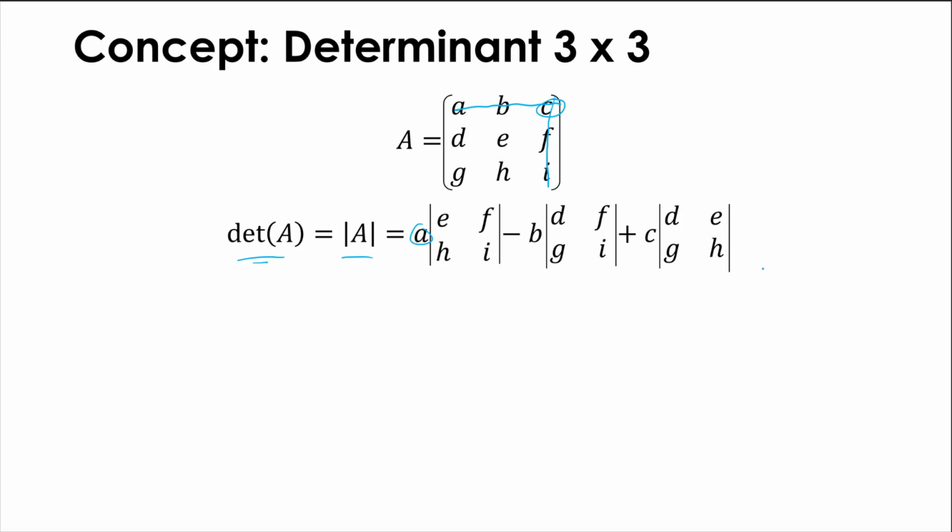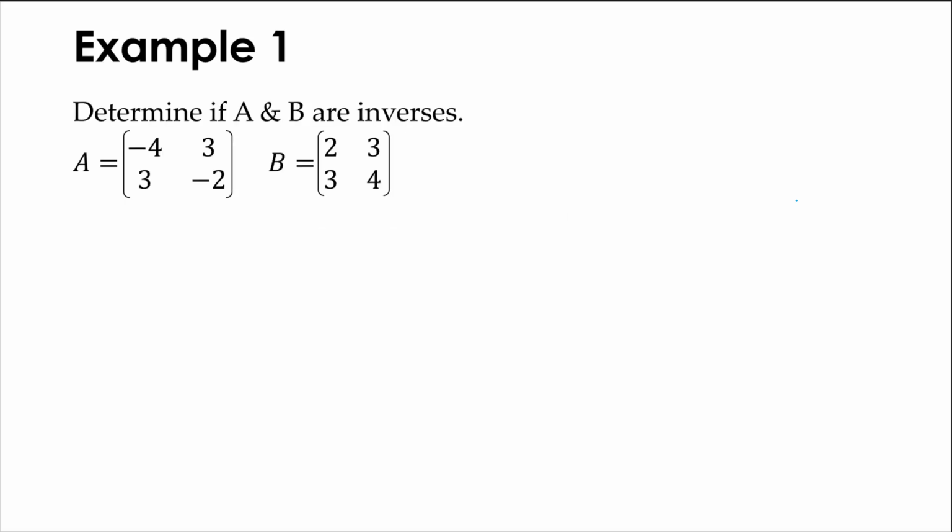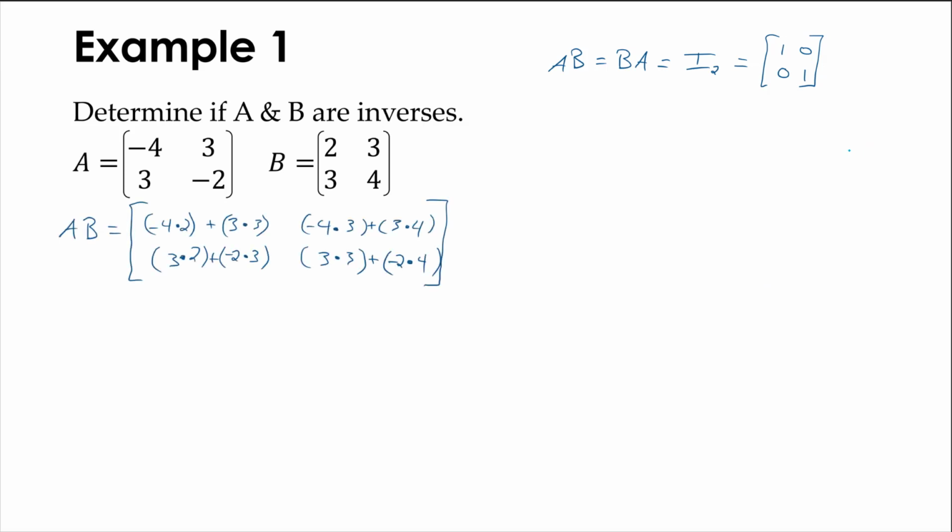Okay, so it's a bit more of a process for a 3 by 3, but it is very much doable. Make sure you have that written down, and let's take a look at some examples. Okay, first example, we're going to determine if A and B are inverses. If they are inverses, then we know that AB should equal BA, which is our identity matrix for a 2 by 2, which looks just like this. Okay, so let's take a look at AB.